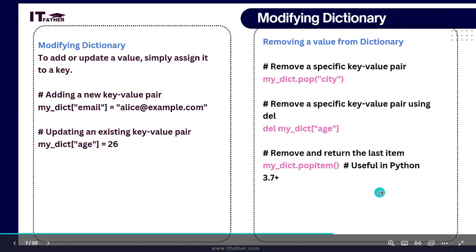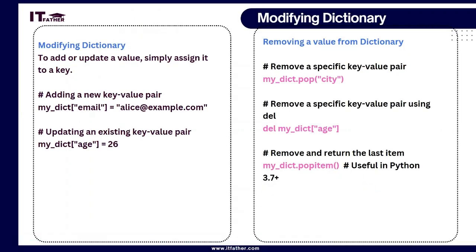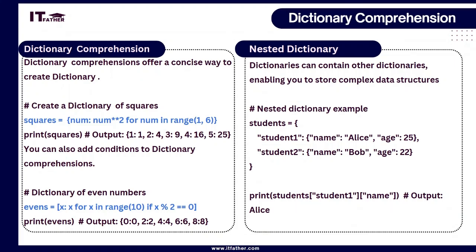Very simple, how to modify a dictionary, how to update a dictionary. Updating is very simple. How to remove value from dictionary. Okay, so dictionary has very simple process. Now next we have dictionary comprehension, right?